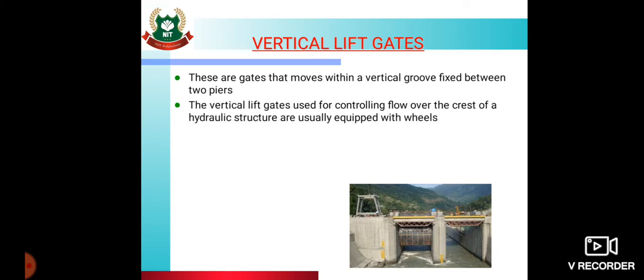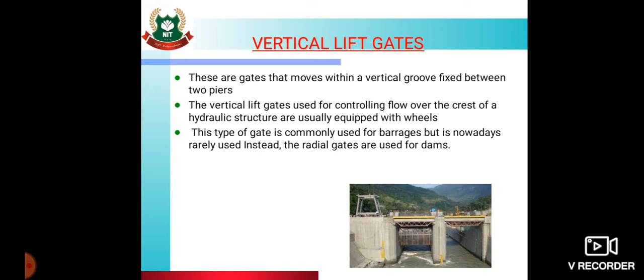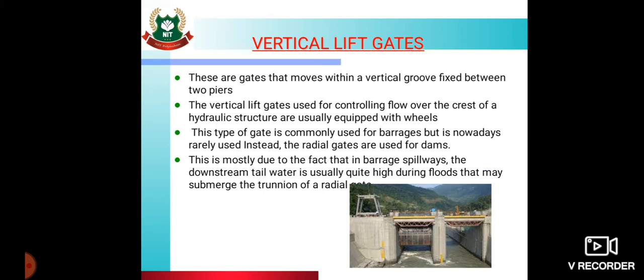The vertical lift gates used for controlling flow over the crest of a hydraulic structure are usually equipped with wheels. Then this type of gate is commonly used for barrages, but nowadays rarely used. Instead, the radial gates are used for dams. This is mostly due to the fact that in barrage spillways, the downstream tailwater is usually quite high during floods that may submerge the trunnion of radial gates.